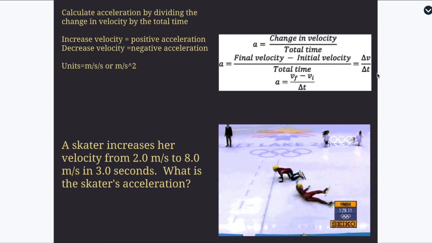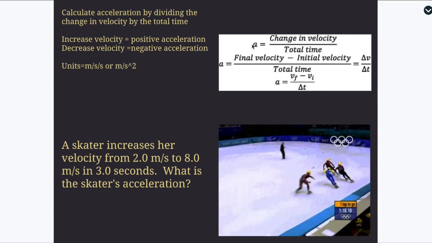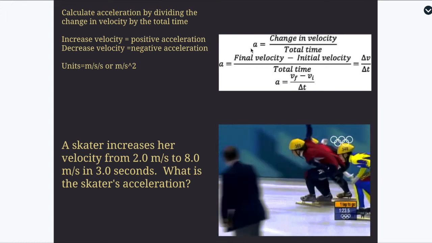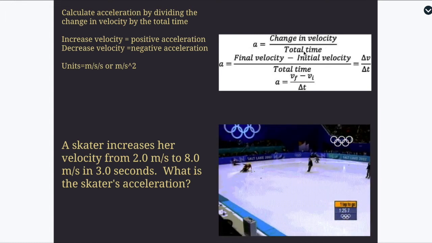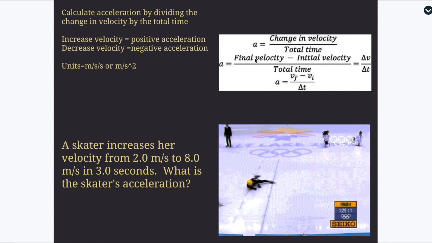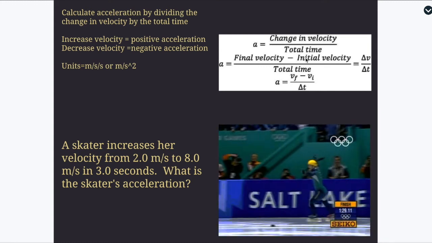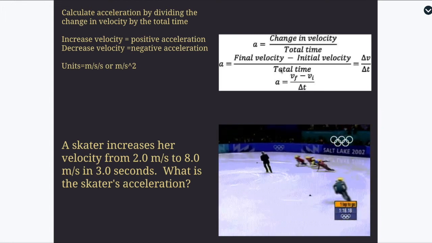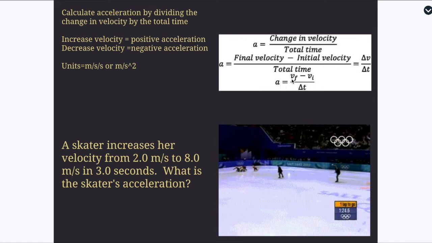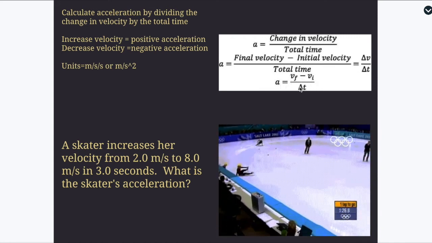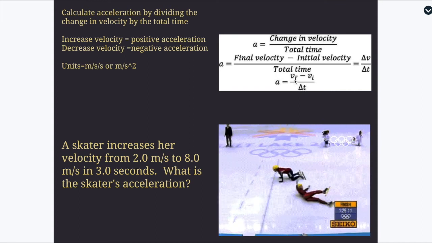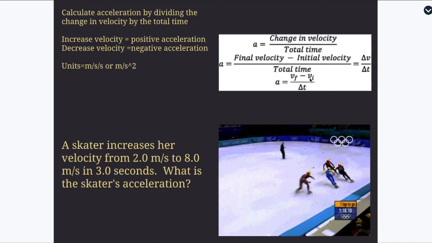Over here, and this is in your notes packet, if you flip over, there's a page on acceleration. You can find acceleration equals change in velocity over total time. You can break change in velocity down to final velocity minus initial velocity, divided by total time. So this will be the general formula that we will use: a equals vf minus vi over delta t. Delta means change in time. vf is final velocity. vi is initial velocity.